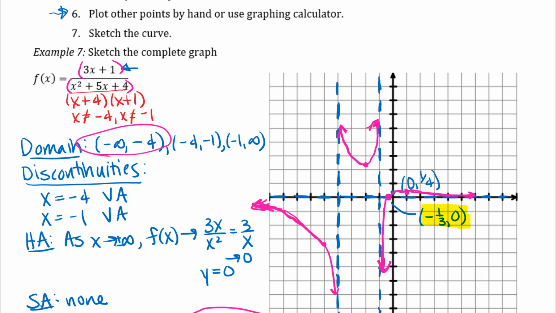All right, so try some problems like this. I'm going to do one more example, so if you want to watch another example, you can watch that.